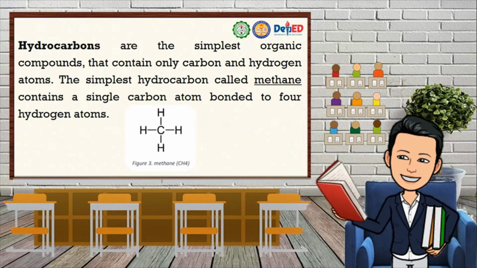Hydrocarbons are the simplest organic compounds that contain only carbon and hydrogen atoms. The simplest hydrocarbon, called methane, contains a single carbon atom bonded to 4 hydrogen atoms.